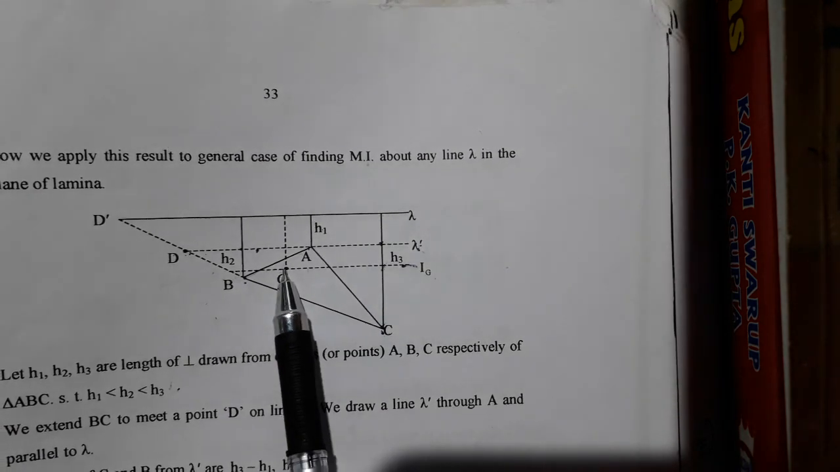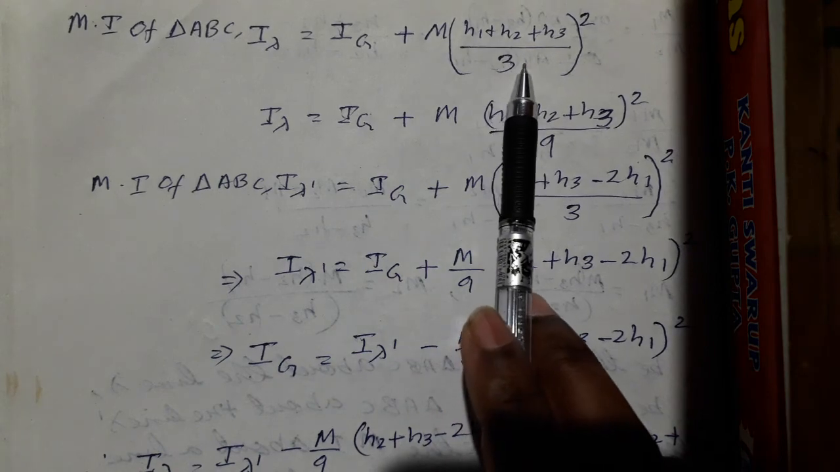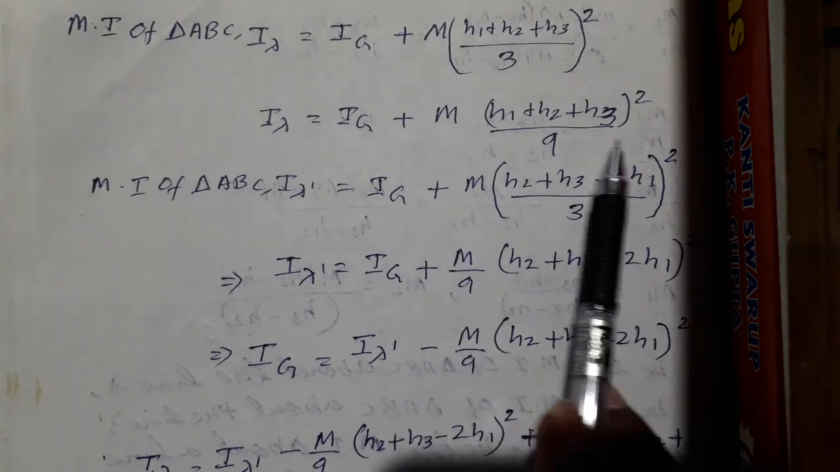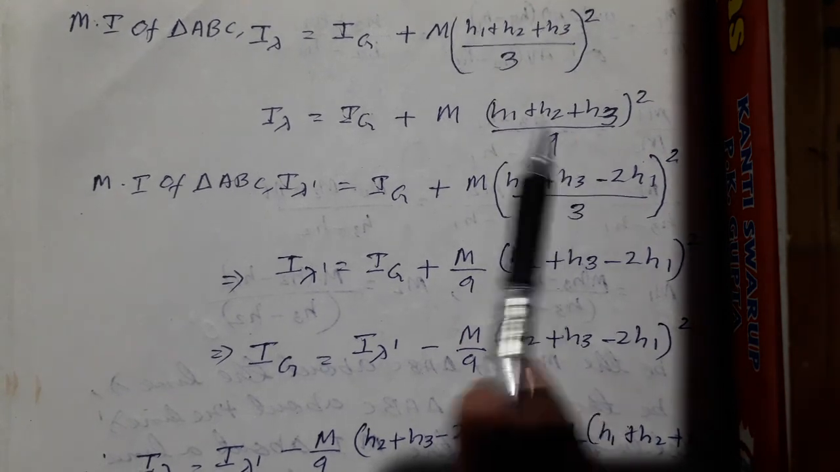And what is the distance from G to this line? It is h1 plus h2 plus h3 divided by 3, whole thing squared. So we get m by 9 times that, since 3 into 3 is 9.